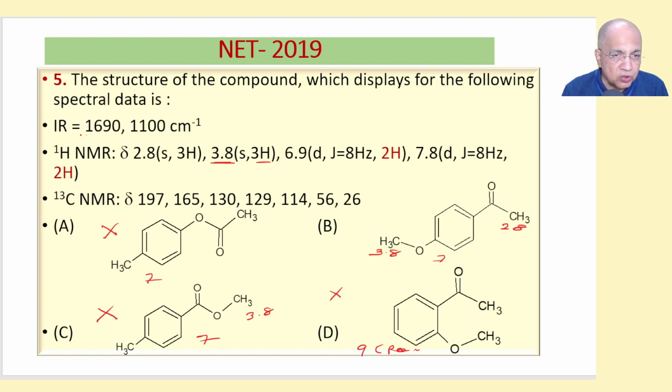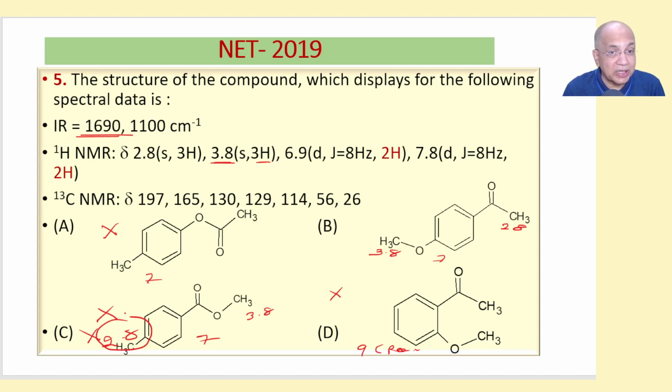First suspicion: 1690 is for a ketone, not an ester. The second suspicion is that this cannot be 2.8. No, not possible. It is usually 2.2, but aromatic makes it 2.8. But this is already aromatic. So you can find in the correlation table, it is 2 to 2.2 or 2.3. Cannot go beyond that.